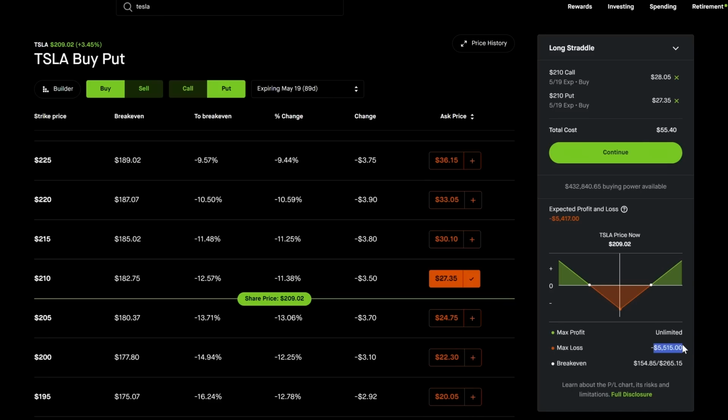A long straddle is pretty expensive because, well, you're just buying a call and you're buying a put. You're not really using anything else to subsidize your cost, lower your cost. It's fairly expensive. So you're buying two options. Yes, it's going to be expensive.